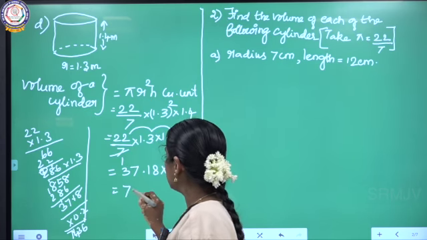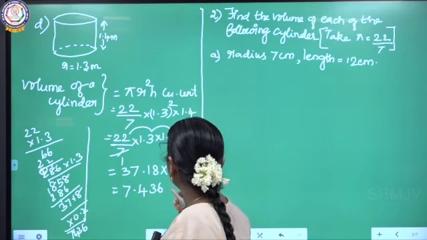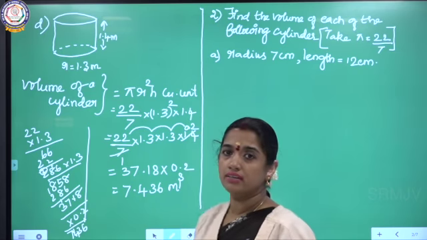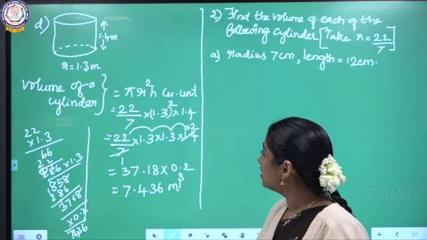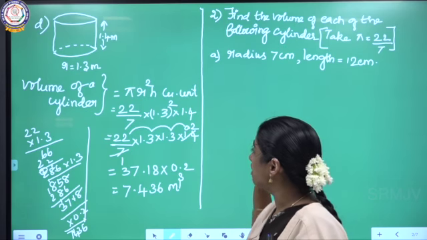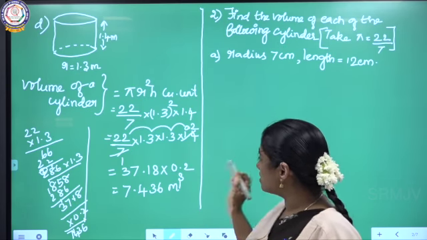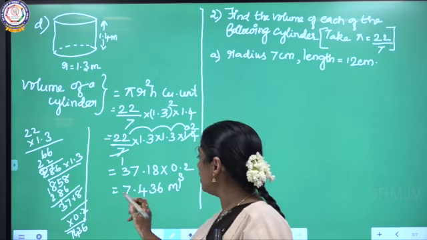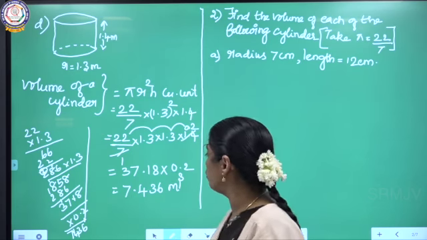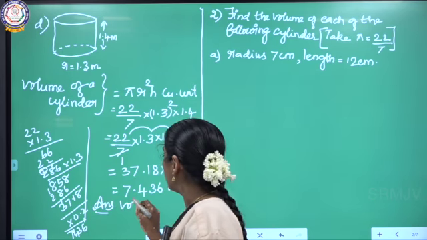7.436. What is the unit given? Meter cube. Got it? Can you clear this? Just I am substituting the r and h values here, and I am multiplying all those things. So I can get the answer to be 7.436 meter cube. Now I am going to write the answer.